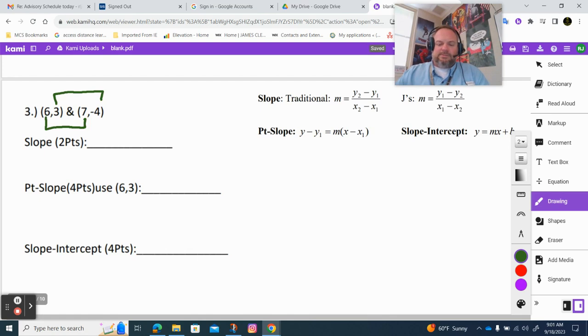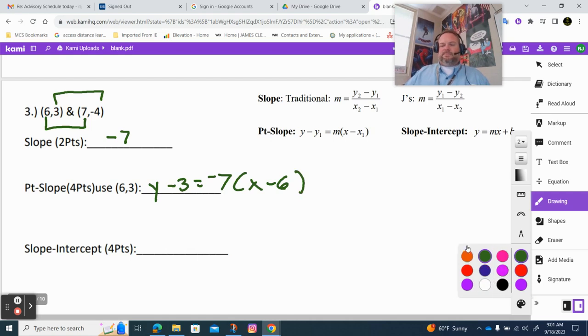All right, so 3 minus negative 4 over 6 minus 7. We get negative 7 for our slope. Okay, use point slope, use this stuff. These are both positive, so we don't have to worry about changing anything. So y minus 3 equals negative 7, x minus 6.